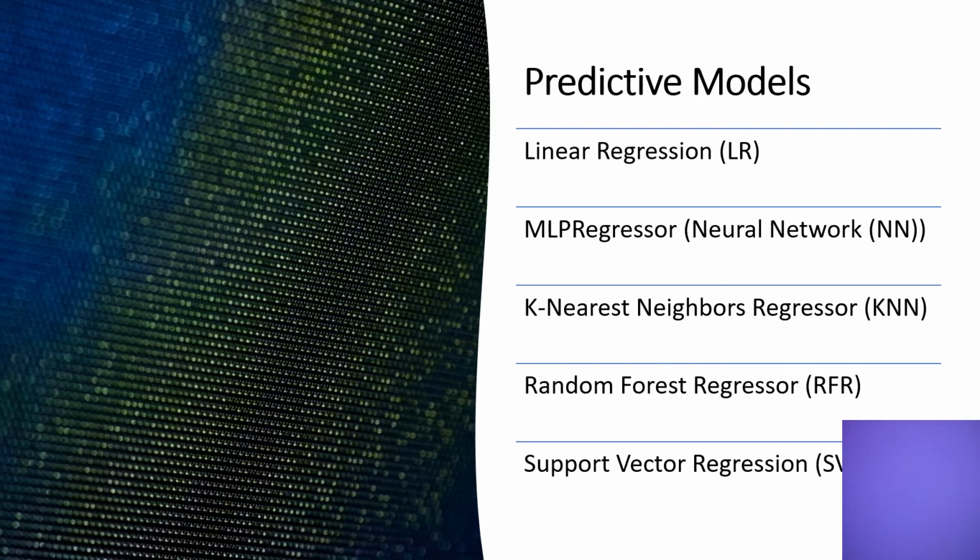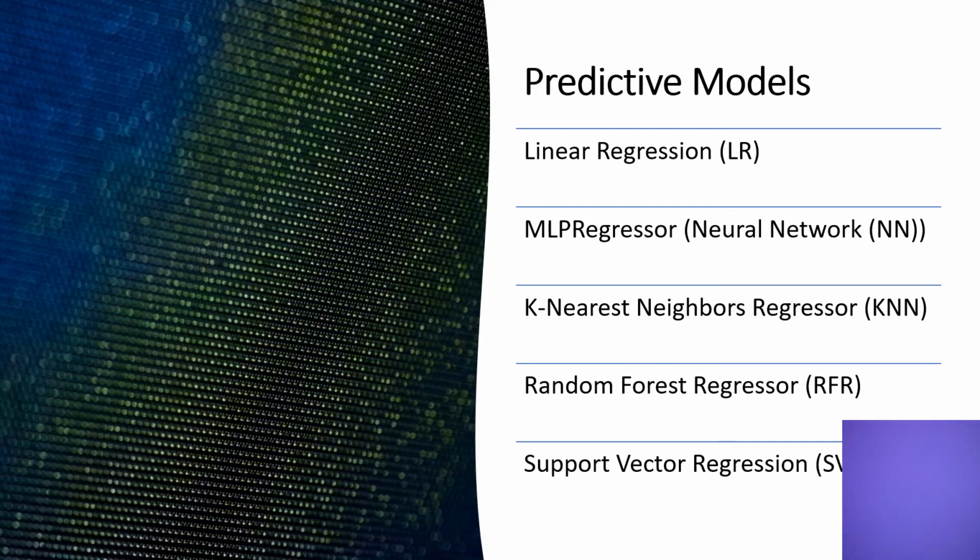There are 5 predictive models that were run on this project: the linear regression, neural networking, which is an MLP regressor, the k-nearest neighbor regressor, random forest regressor, and support vector regressor. The package in Python used to run each of these models is going to be using the sklearn package.